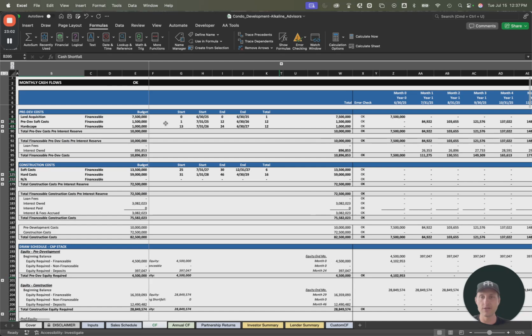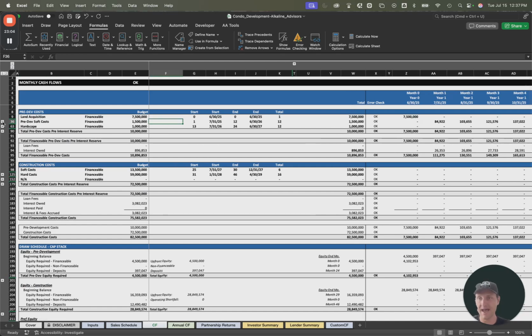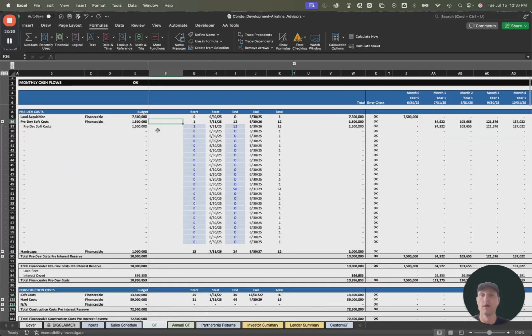But before I leave this page, the only inputs on this tab are going to be in the pre-dev cost section, in the construction cost section. You'll see these plus signs. If you click one, you can see the makeup of the pre-development soft costs. See right now we only have pre-dev soft costs.